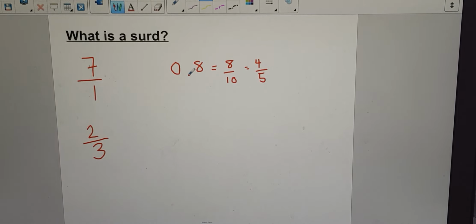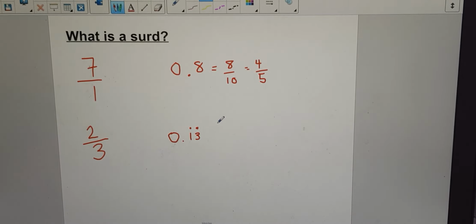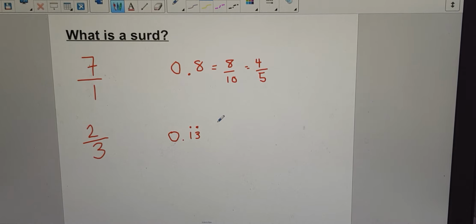And if we remember, we covered this topic just before lockdown, any recurring decimal can be expressed as a fraction. Therefore, any recurring decimal must be a rational number.